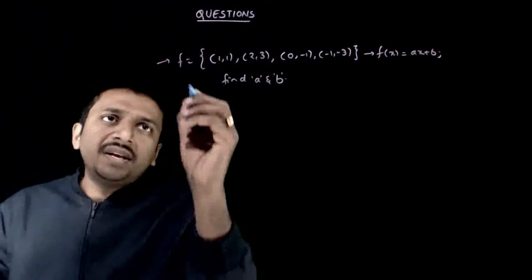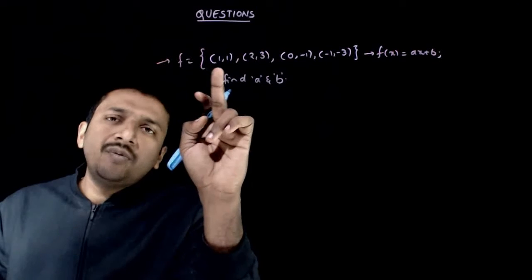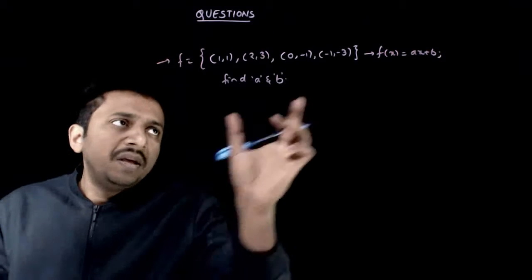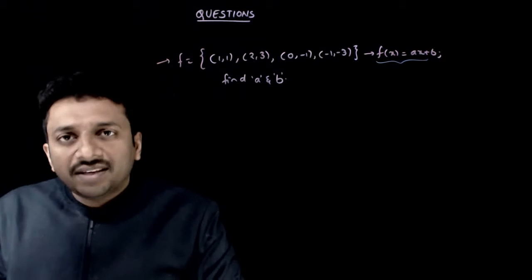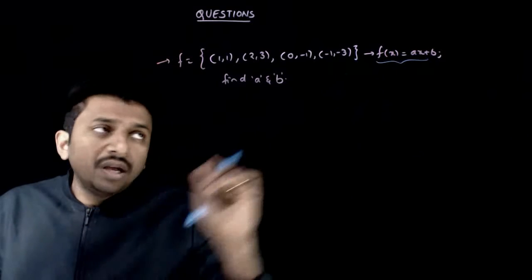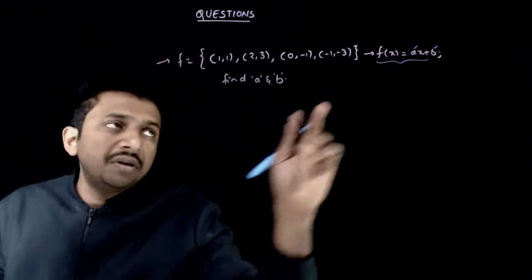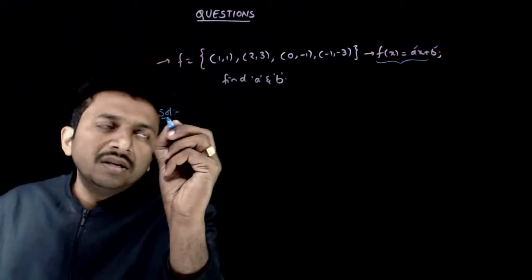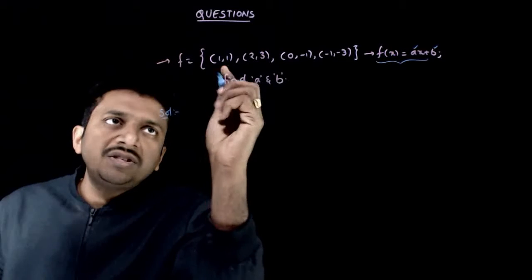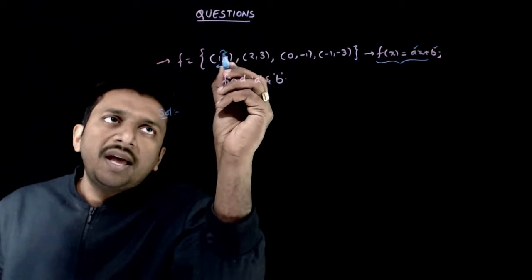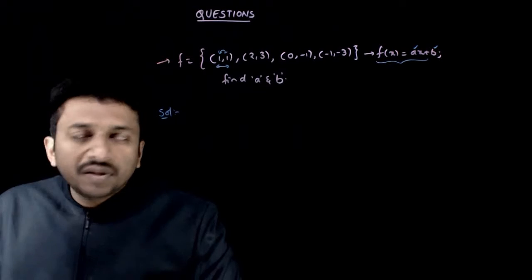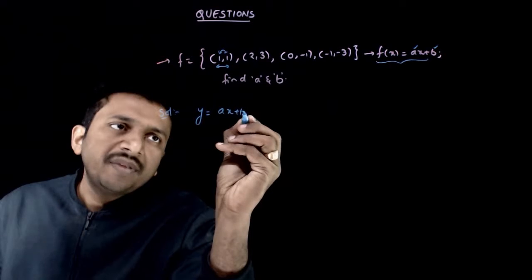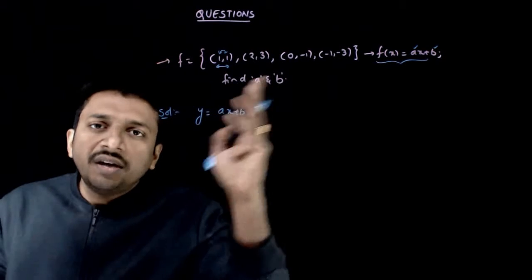So in this question, you're given that f is given by the set containing (1, 1), (2, 3), (0, minus 1) and (minus 1, minus 3). And you're given that f of x is equal to ax plus b. This is given to you. And for some integers a and b, you're asked to find what a and b are. So if f of x is equal to ax plus b, each ordered pair x and y has to satisfy the functional equation. So y is equal to ax plus b has to be satisfied by each and every point.